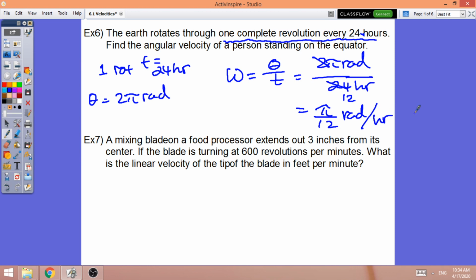per hour. Okay, so it looks kind of complicated, but if you think about finding theta first and then finding W, it's actually pretty straightforward. Okay, so for the next one, there's a little typo here, but let me just, okay.